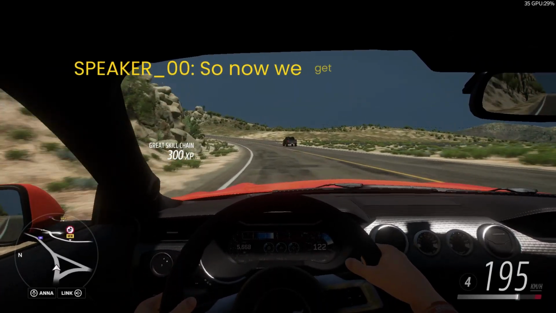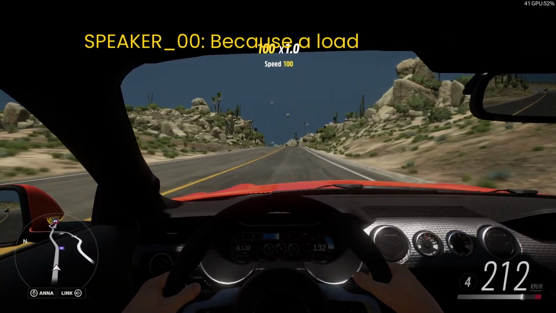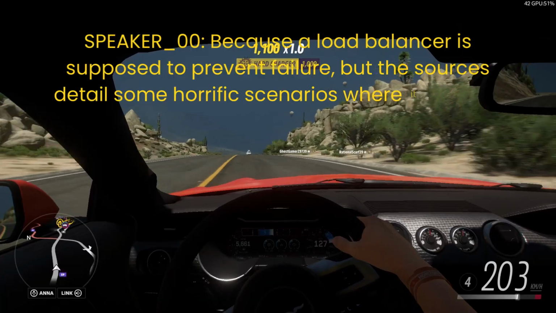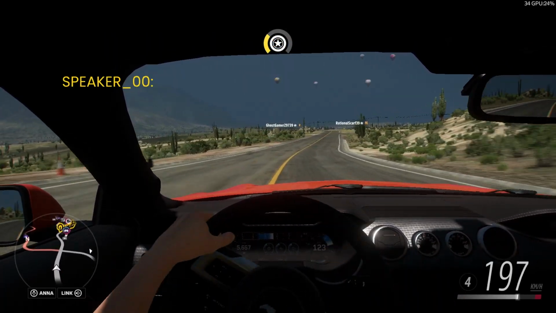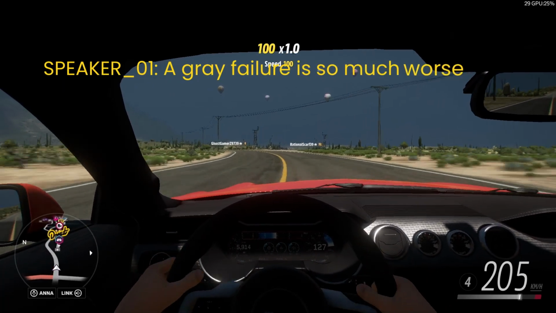Okay, so now we get into the chaos engineering side of things, the war stories. Because a load balancer is supposed to prevent failure, but the sources detail some horrific scenarios where it actually accelerates the crash. The force multiplier effect, yeah. Let's talk about the zombie server. This is a classic gray failure, isn't it? It is. A gray failure is so much worse than a total blackout.